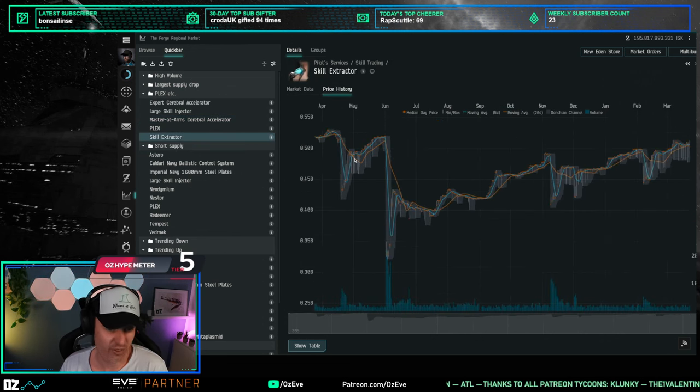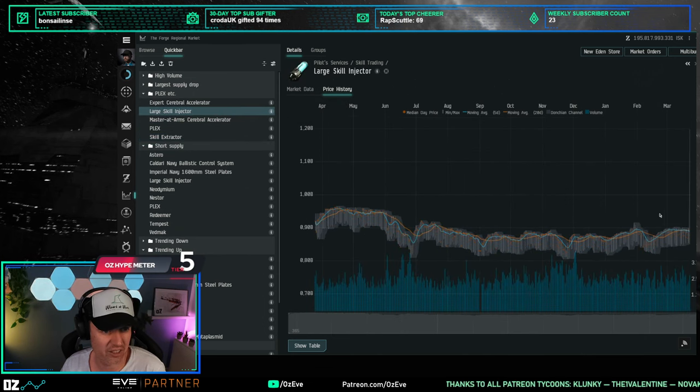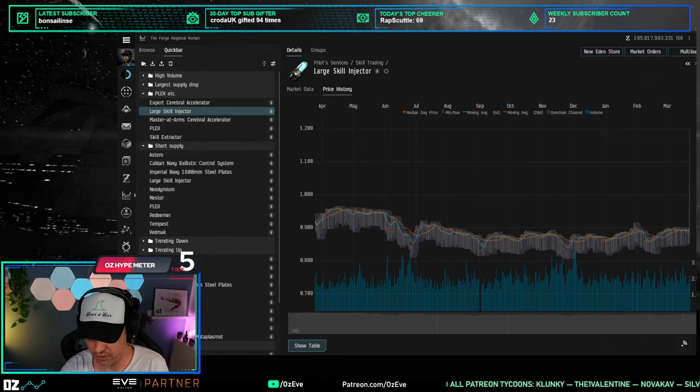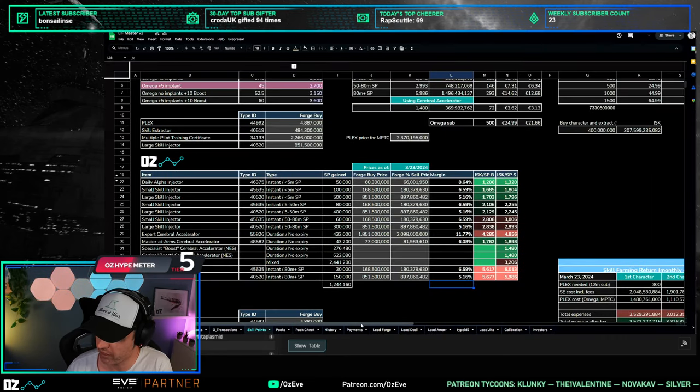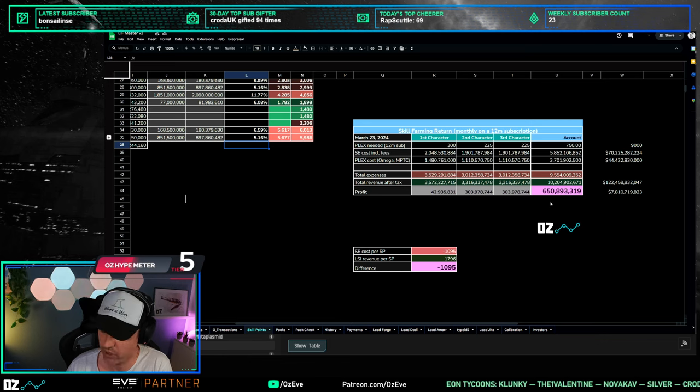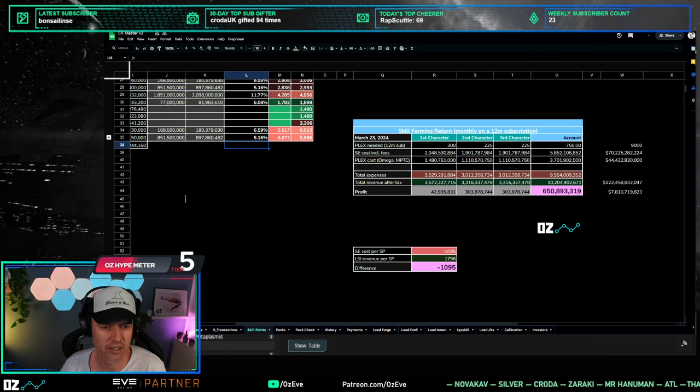Skill extractors still rising. All right, these are coming back. Skill injectors are basically flat. And so if we look at our skill farming formula that I always like to look at with you guys, we're looking at a per account profit of around 650 million per month if you subscribe at the 12-month Plex price. So that's quite profitable. So a lot of people are still making money off of skill farming at these high prices.